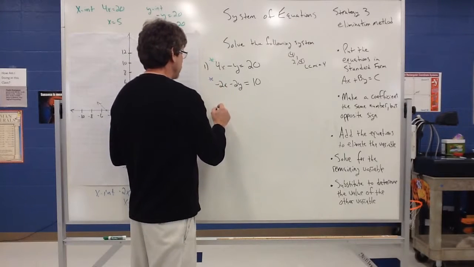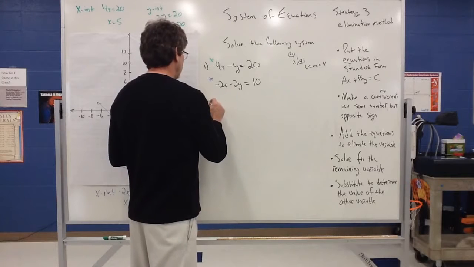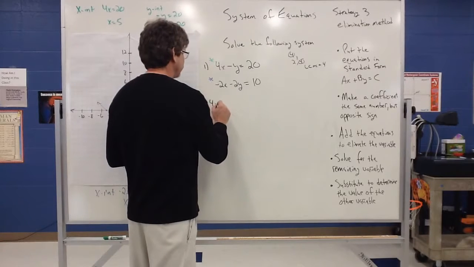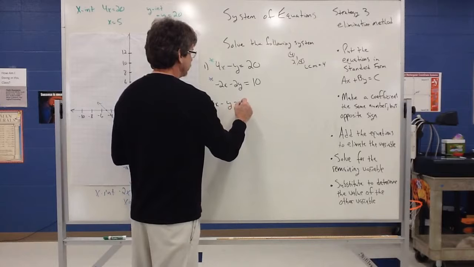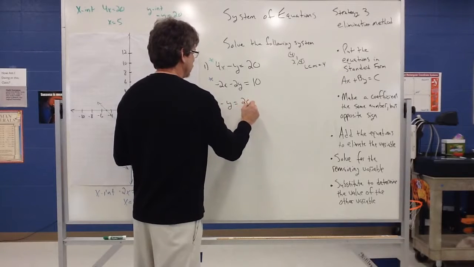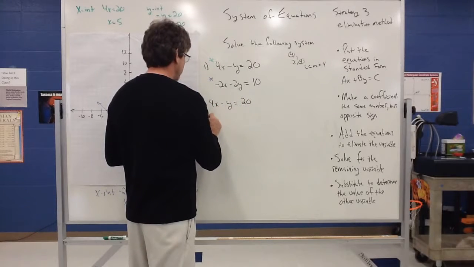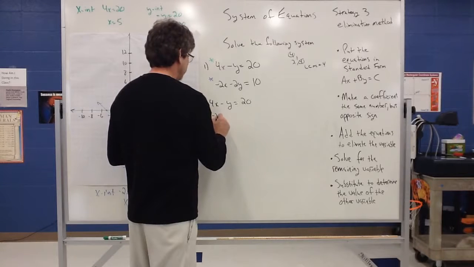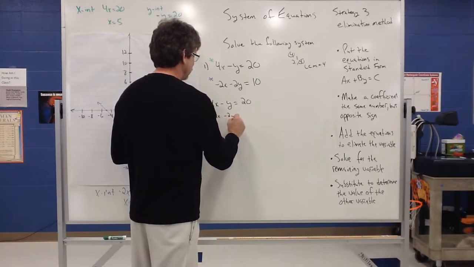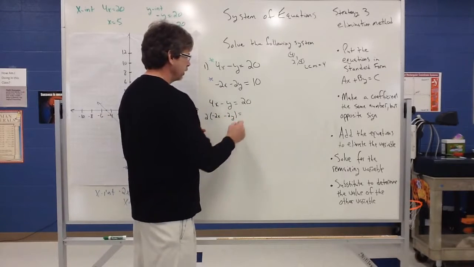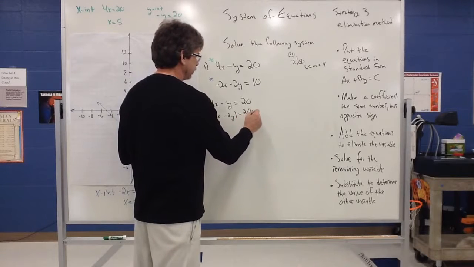So my next move is to rewrite 4x minus y is equal to 20. And I'm going to multiply the second equation by a 2. So I have a 2 times a negative 2x minus 2y. And remember, whatever you do to one side, you've got to do to the other side to keep it balanced. So I'm going to have a 2 times 10 over here on this side.